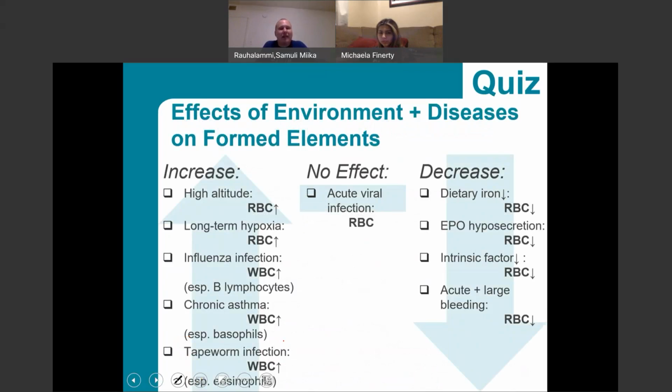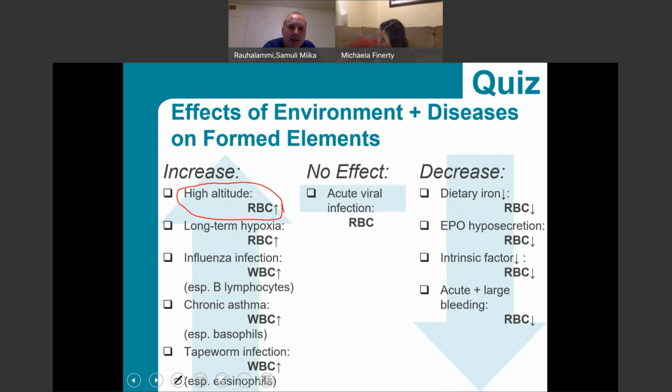Then there is a question about the effects of both the environment and diseases on formed elements. So how formed elements are affected by different environments and different diseases. Again, you will have headings: increases something, has no effect, or decreases something. So you are being asked to notice that high altitude promotes red blood cell production. When you're at a high altitude, you make more red blood cells. We talked about that, how athletes go to train at high altitude before competitions, for example.